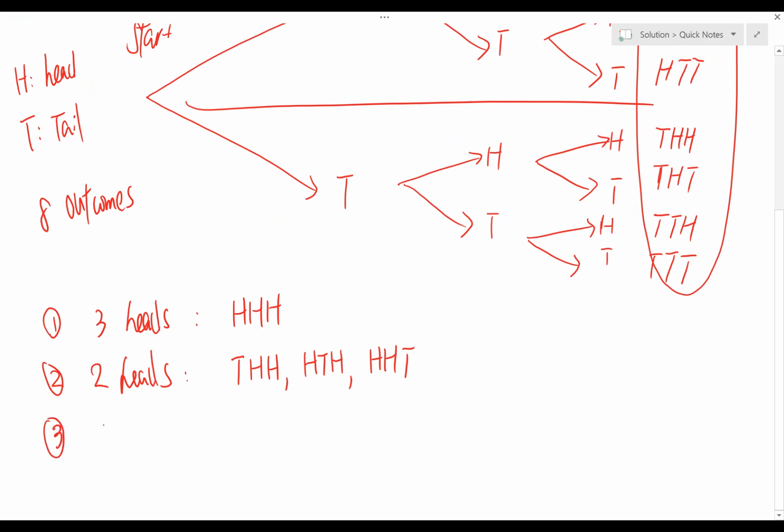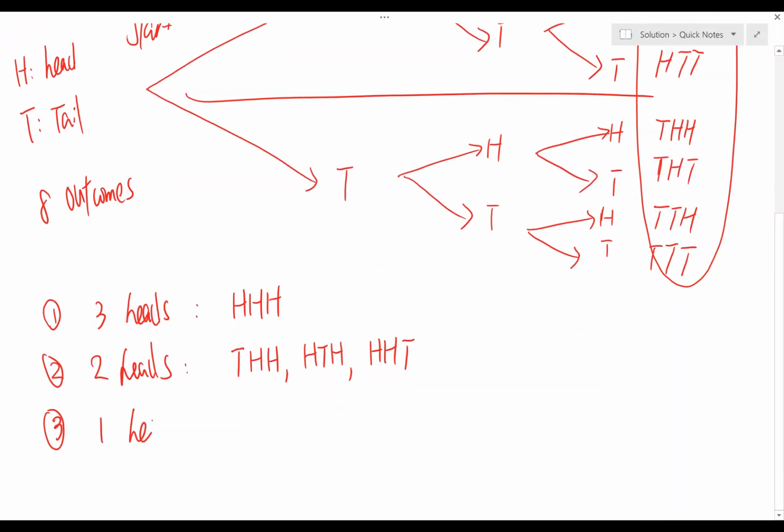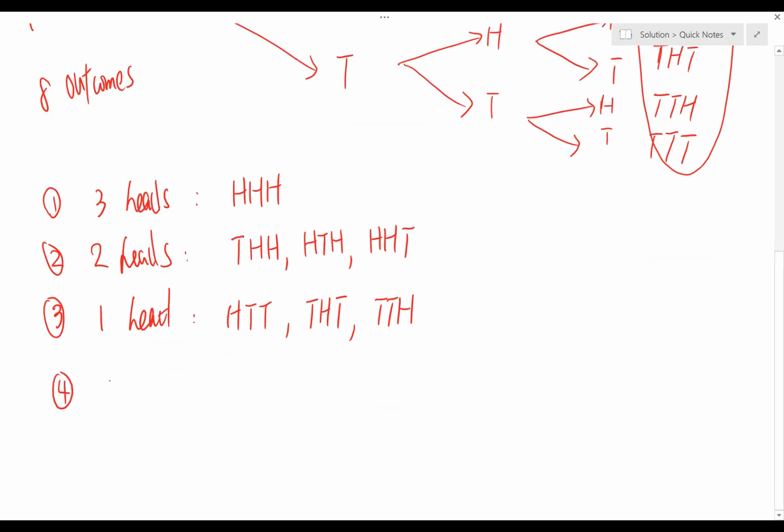Third major branches. 1 head. So that will be head on the first place, head, tail, tail. Head on the second place, tail, head, tail. And then head on the third place, tail, tail, head. Okay. And then the very last outcome will be 0 heads, meaning 3 tails, or all tails.